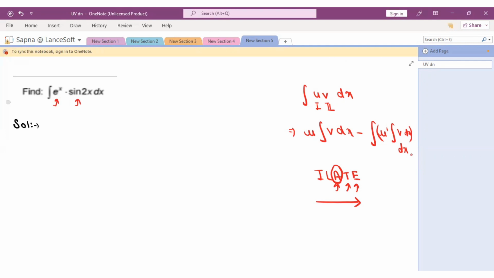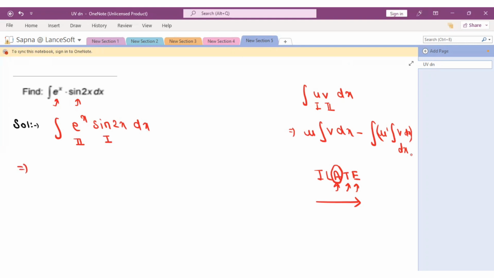Here sine 2x is playing the role of u and e raised to x is playing the role of v. I have written the same question as it is, integration of e raised to x sine 2x. The first function is the trigonometric function, and the second is exponential. How did I decide? I decided using this ILATE. Remember this rule. Now we will move ahead.